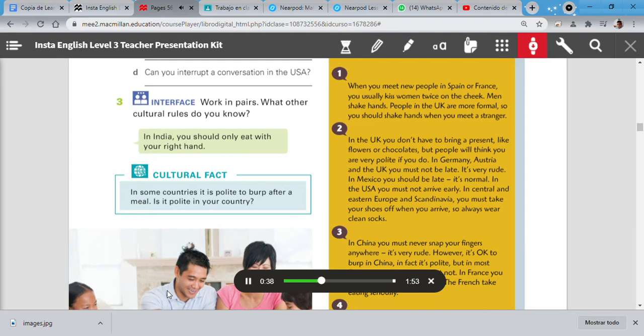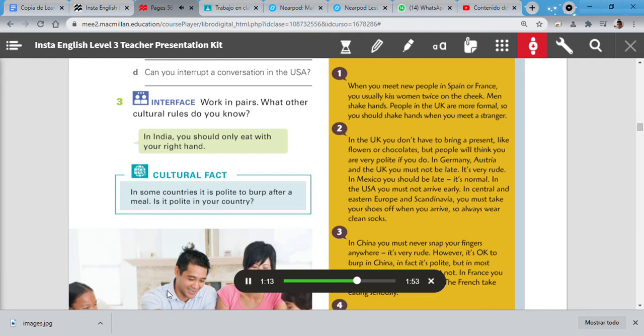2. In the UK, you don't have to bring a present, like flowers or chocolates, but people will think you are very polite if you do. In Germany, Austria, and the UK, you must not be late. It's very rude. In Mexico, you should be late. It's normal. In the USA, you must not arrive early. In Central and Eastern Europe and Scandinavia, you must take your shoes off when you arrive, so always wear clean socks.